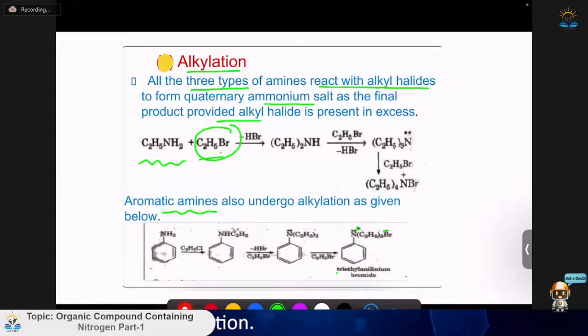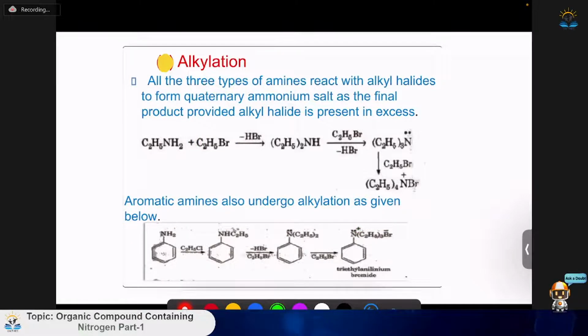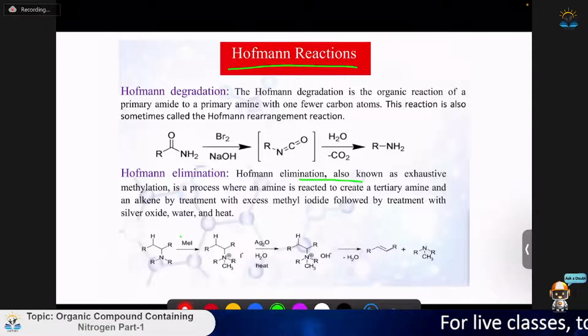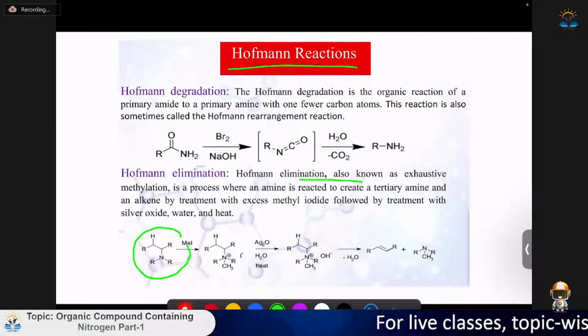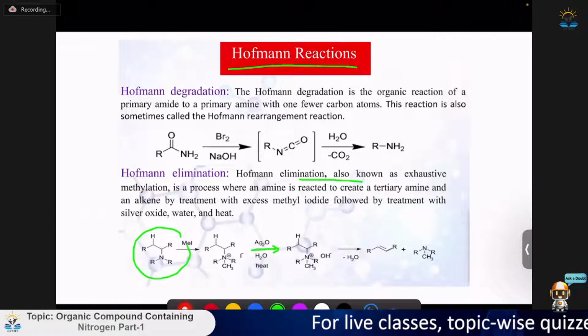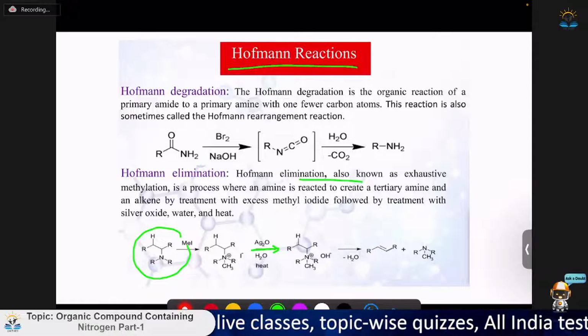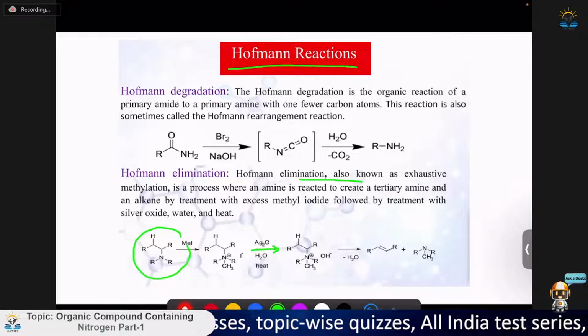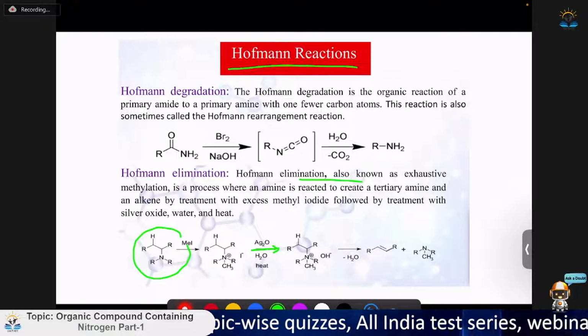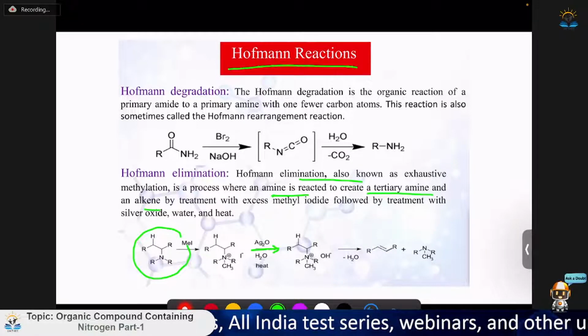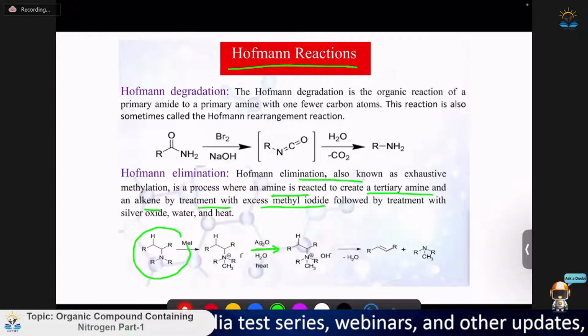Now we move to the next thing, that is Hofmann reactions. We saw that whenever the amine reacts with alkyl halide, it will form quaternary ammonium salt. Now when this quaternary ammonium salt is given Ag2O and heat, an alkene is formed, and a tertiary amine. The amine is reacted to create a tertiary amine and an alkene by treatment with silver oxide, water, and heat.